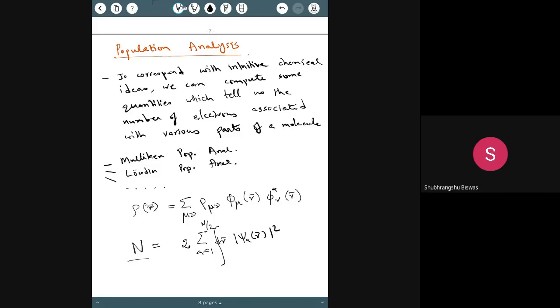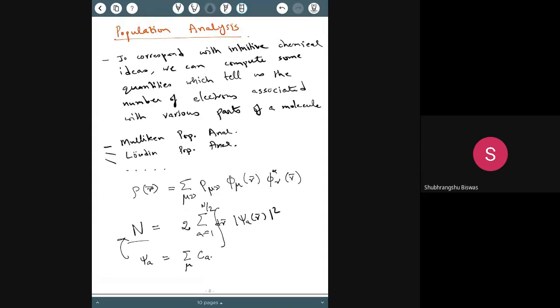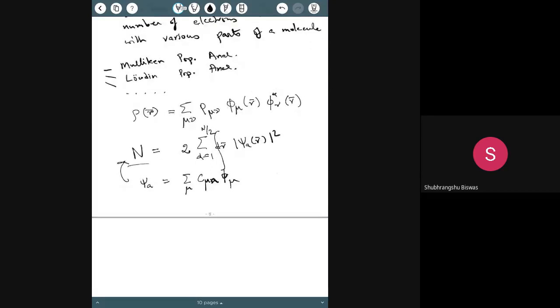So now if I put the basis expansion of psi A into this expression, psi A equal to the sum over mu of C mu A phi mu, if I put this MO expansion back into this expression, then you will see that N becomes equal to the sum over mu nu of P mu nu S nu mu.